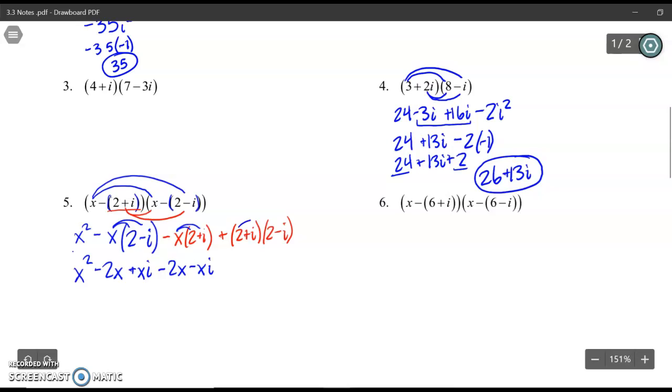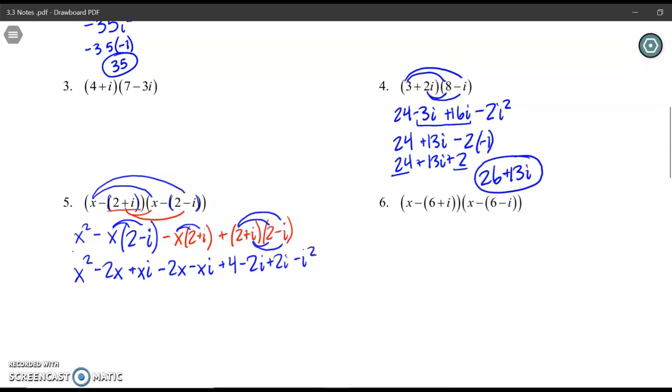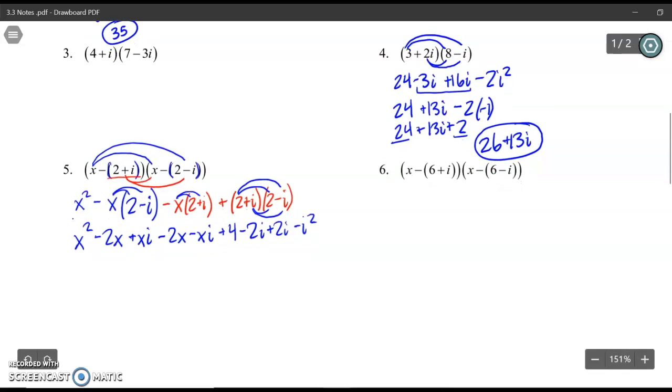So I'm going to have to do some intense distributing here. So 2 times 2 is 4. 2 times negative i is negative 2i. i times 2 is positive 2i, and then i times a negative i is negative i squared. You might want to pause the video here and just make sure you understand where I got all of these numbers from. Okay, and then press play again and come back.